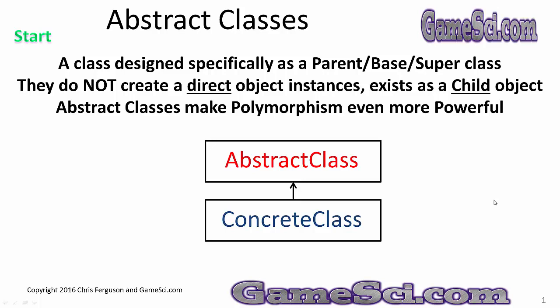I'm showing you here a generic class diagram, and you can see that a concrete class inherits everything that an abstract class has. Now, the only difference between a concrete class and an abstract class is you build direct objects out of concrete classes. You never build direct objects out of abstract classes. Abstract classes are designed for inheritance.